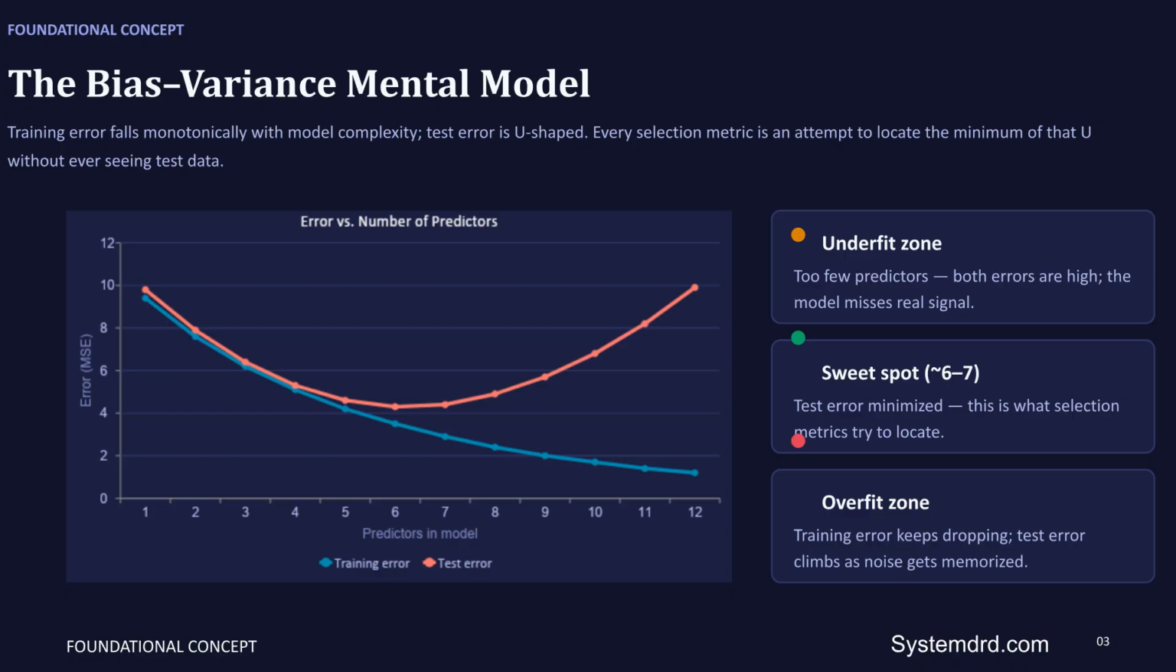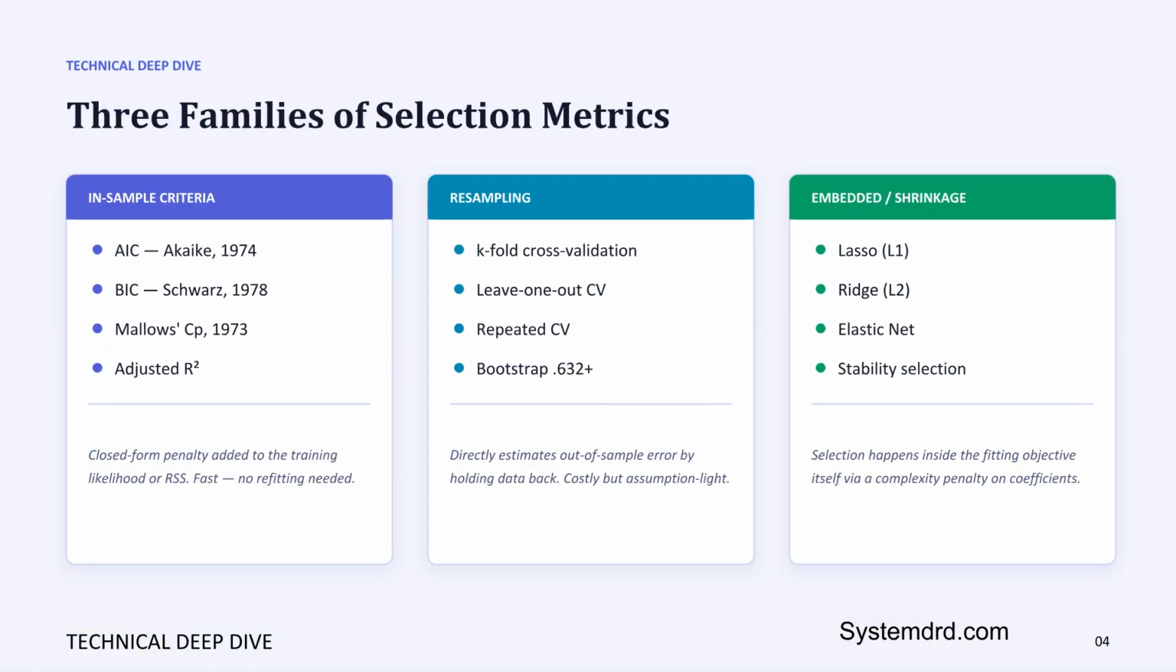Here's the punchline. We never actually get to see the red curve in practice. We only have training data. Every metric we're about to discuss, AIC, BIC, Cp, cross-validation, lasso, is a different strategy for estimating where that red curve bottoms out without ever directly observing it. So how do we estimate that minimum?